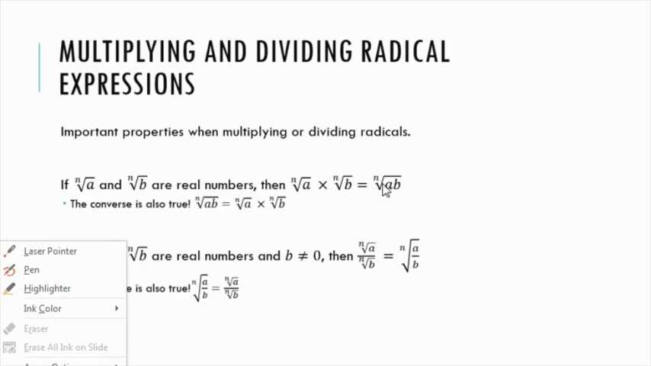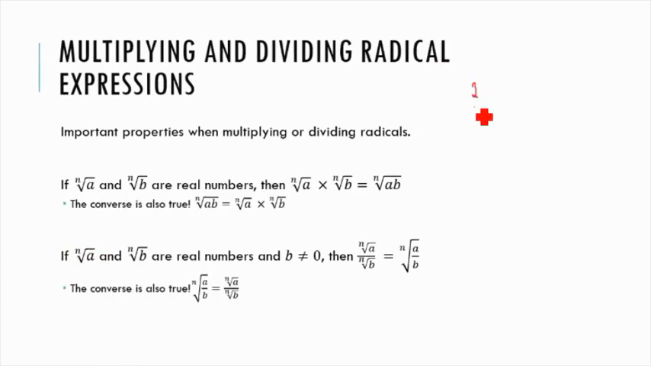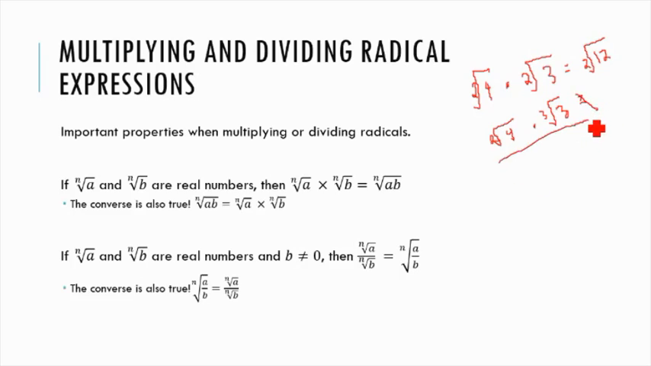So for example, if I have the square root of 4 times the square root of 3, it is equal to, in fact, the square root of 12. However, if I had the square root of 4 times the cube root of 3, I could not write that any other way. I cannot simplify that. This is as simple as it gets. I cannot multiply those numbers because the root is different. Okay? And the converse of that is also true. For example, if I have the square root of 12, I can break that down as the square root of 4 times the square root of 3.